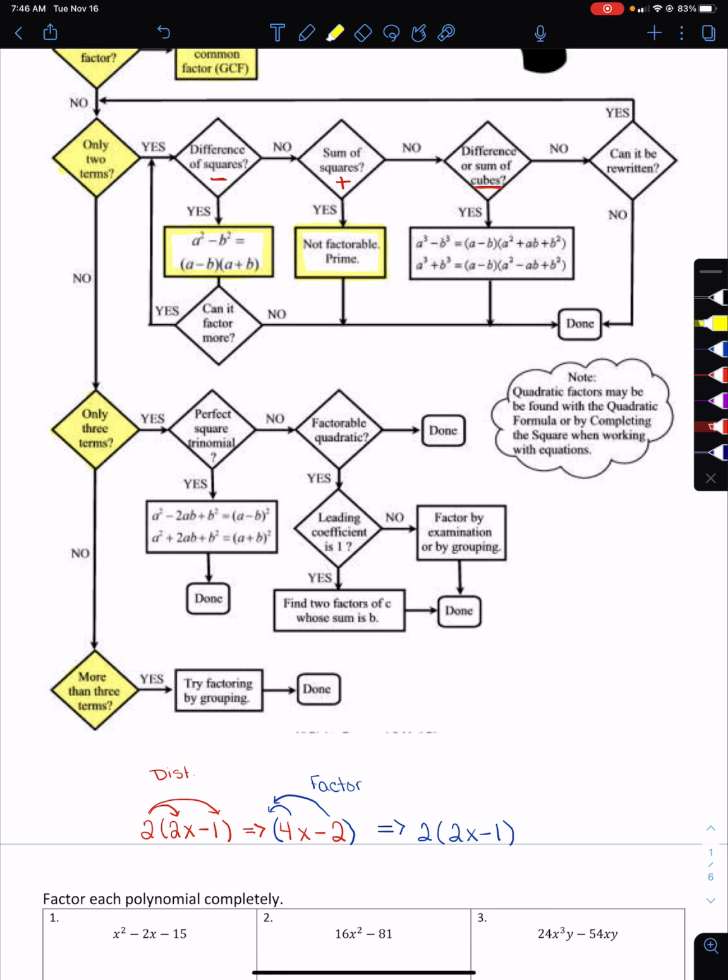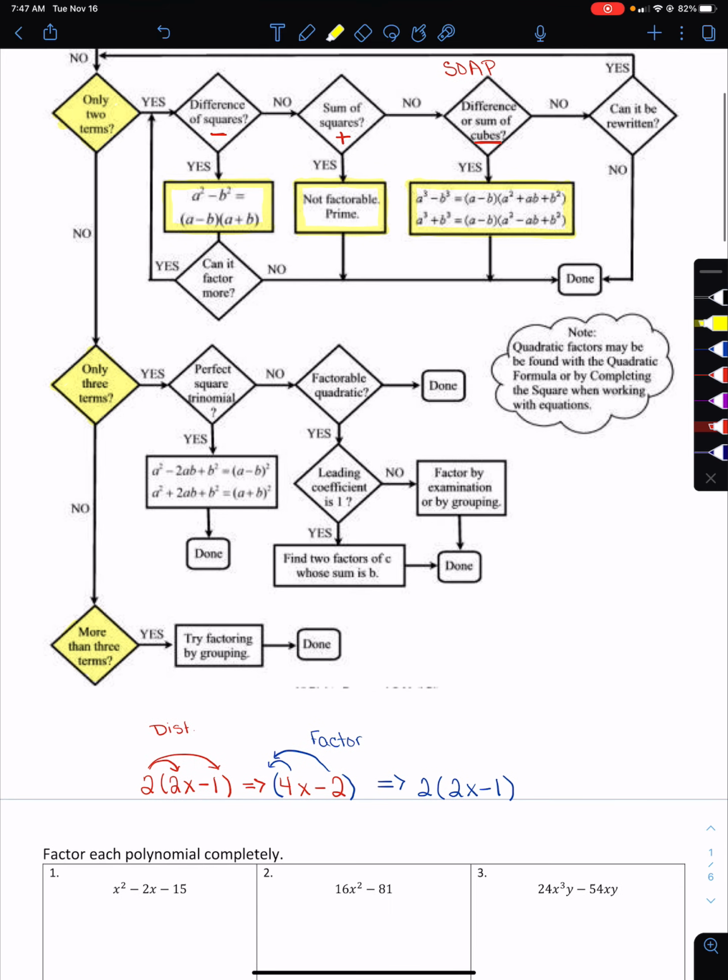If it's a difference or sum of cubes, this is when I gave you guys that video on SOAP, or when we sang that Christmas song, where we talked about how we find the cube root of the A term, the cube root of the B term, and then we write it out with our shortcut formula here.